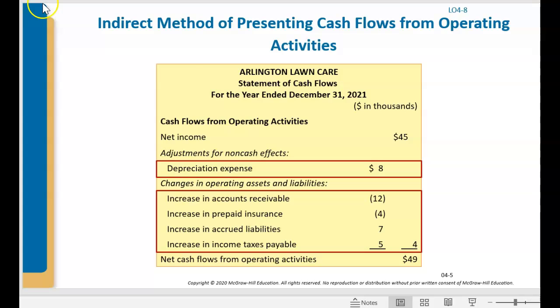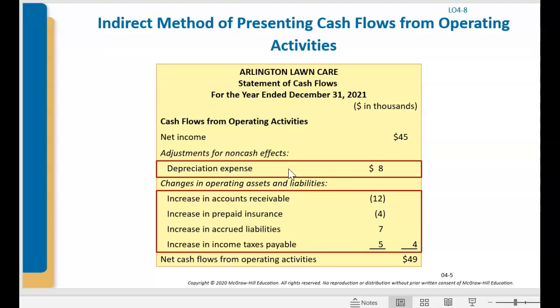The indirect method will start with cash flows from operations, which would be the net income. And then they make adjustments for non-cash effects. The most common adjustments for non-cash effects would be depreciation and amortization expense. The reason they are considered non-cash effects is because depreciation expense recognition and amortization expense recognition does not involve cash. It reduces the net income, but it is not a cash outlay.